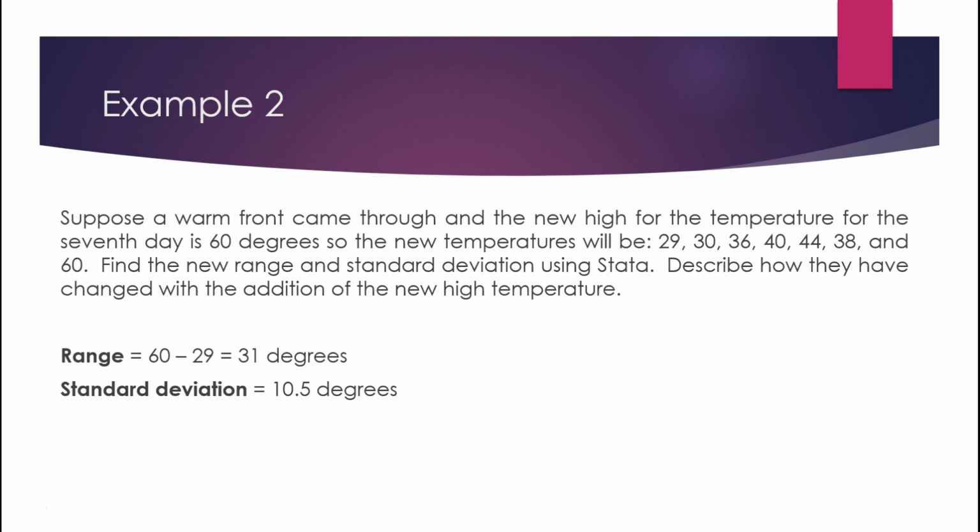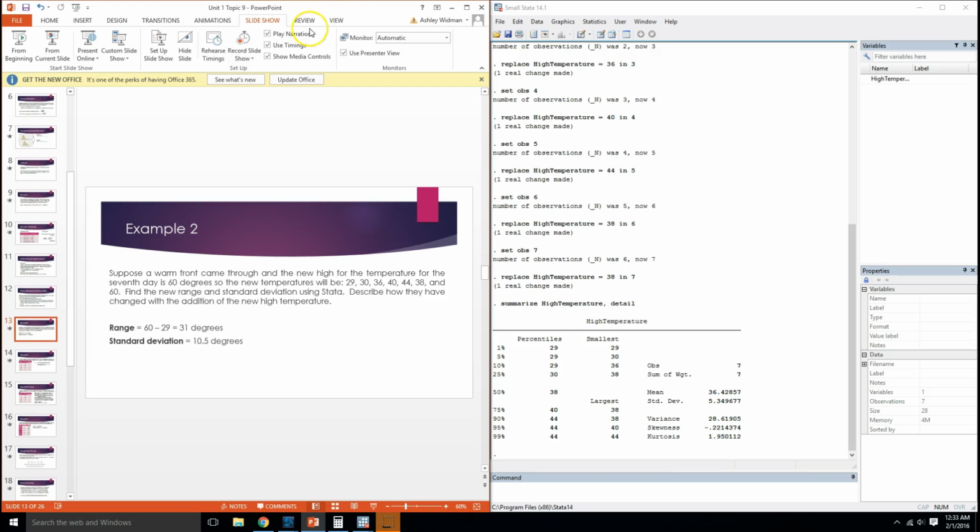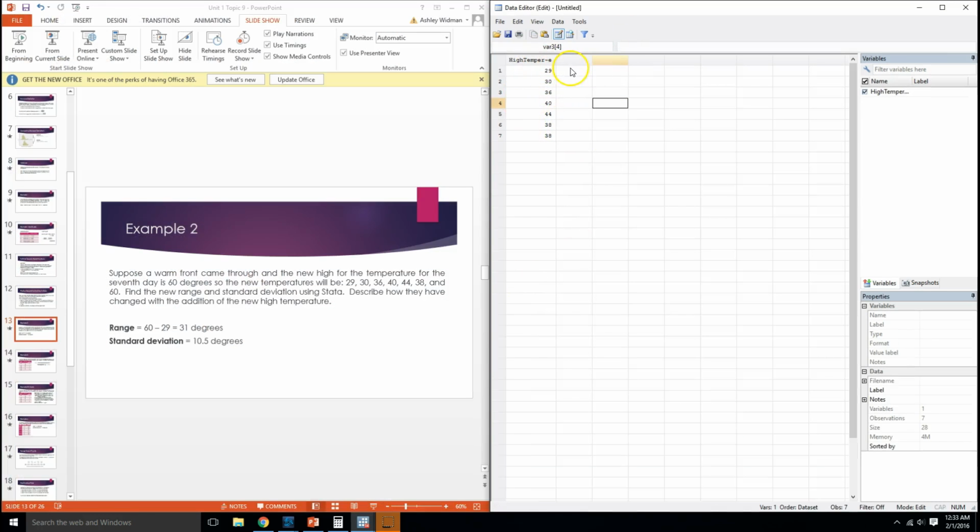The standard deviation that we will end up getting is 10.5, but I would like to again go through how we would get this in Stata. So going back to the data sheet, we don't need to enter in a new data or new column. All we need to do is just change this final 38. To do this, you'll have to double click, which will automatically let you edit. I'm just going to change that number to a 60 and hit the enter button.